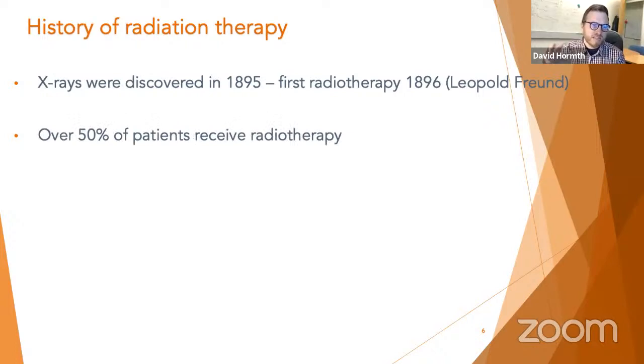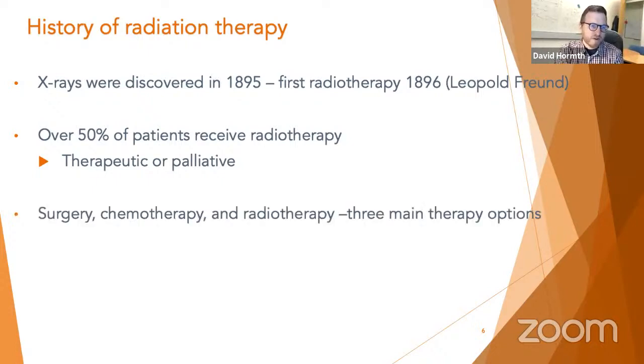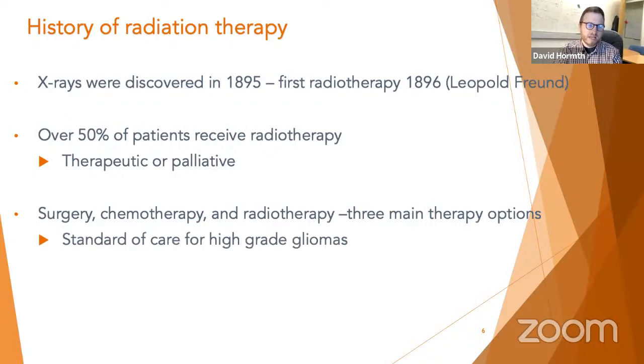Over 50% of patients receive radiotherapy either as a therapeutic or palliative treatment. Along with chemotherapy and surgery, it's one of the three main options that are typically presented to patients. It is significantly part of the standard of care for high-grade gliomas.